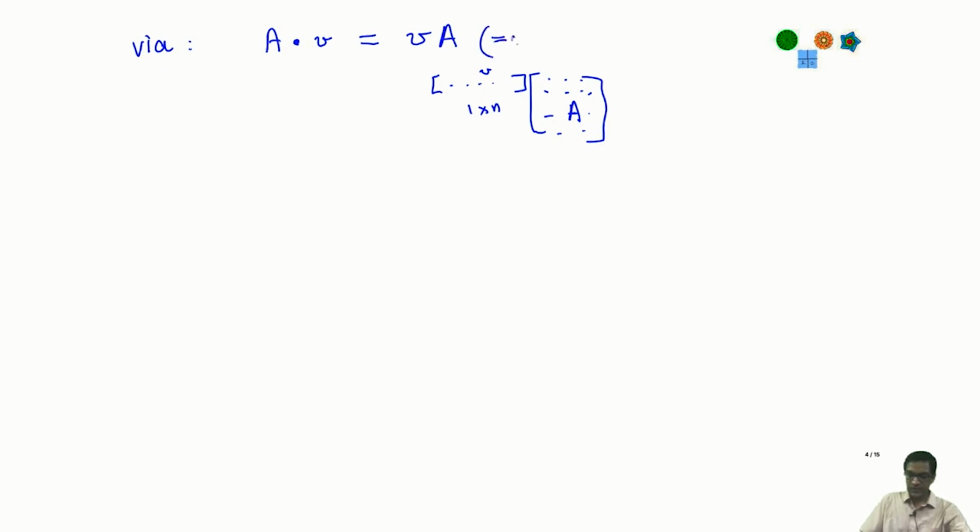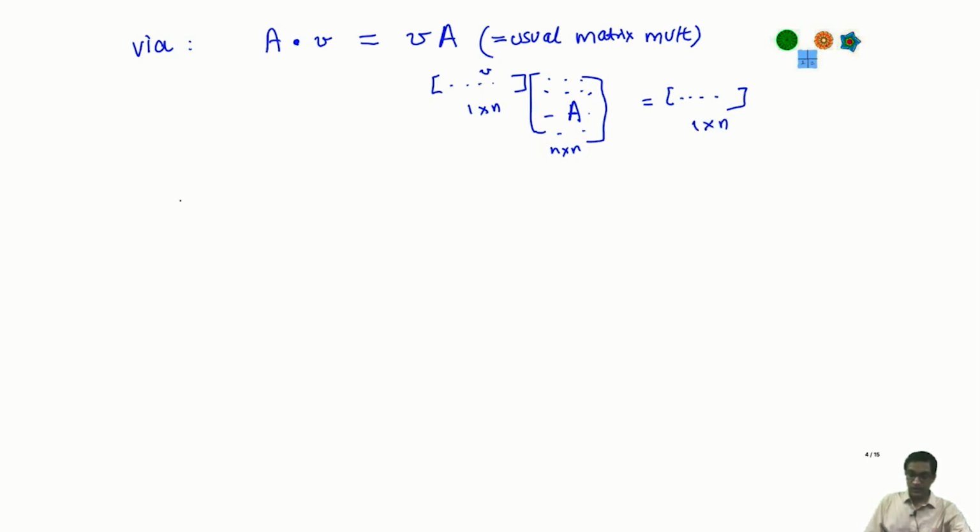I multiply it on the right by A, and by this I just mean the usual matrix multiplication of V with A, and the answer again is a row vector. Remember, 1 cross n into n cross n, the answer will again be a 1 cross n matrix. It will again be a row vector.